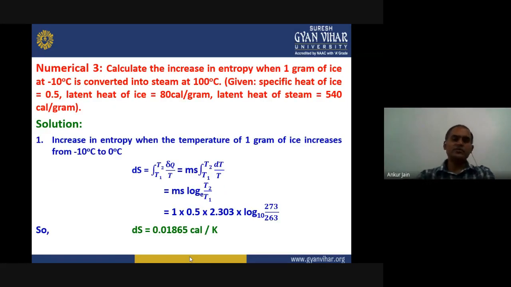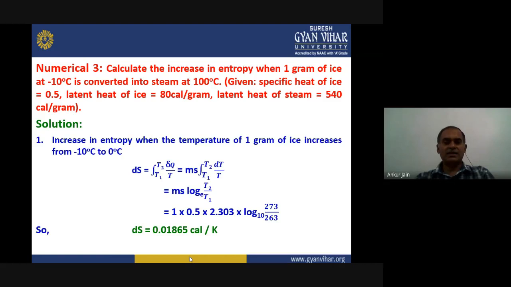Now let us move to the third numerical, which is asking to calculate the increase in entropy when 1 gram of ice at minus 10 degrees centigrade is converted into steam at 100 degrees C.